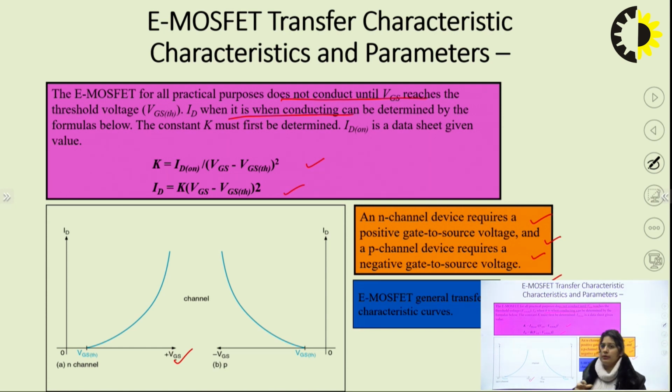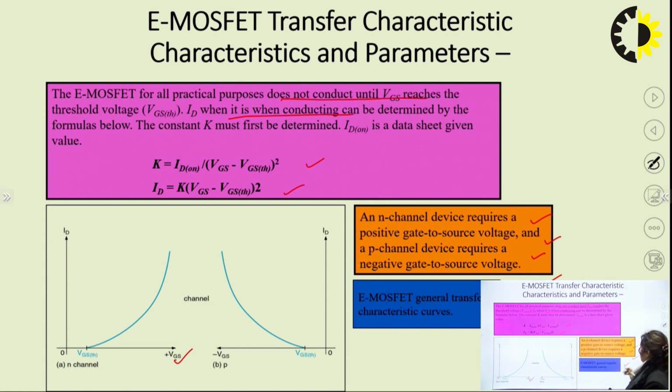So whenever there will be an N channel, we have to form an N channel. That's why we have to see whether the voltage applied at the gate and the source is a positive voltage. Whenever we have to form a P type of channel, we have to form a layer of holes. Then we have to apply a negative biasing at the gate and the source to make sure that there will be more number of holes in the channel between the source and the drain.